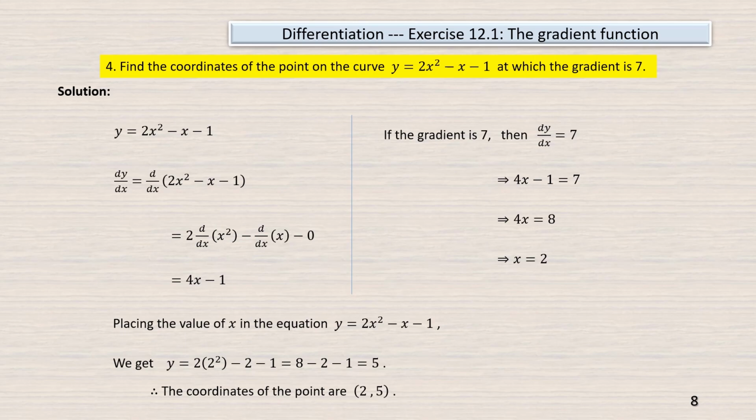Problem number 4. Find the coordinates of the point on the curve y is equal to 2x squared minus x minus 1, at which the gradient is 7. To get the solution to this problem, first find out the dy by dx. Here we get dy by dx is equal to 4x minus 1.